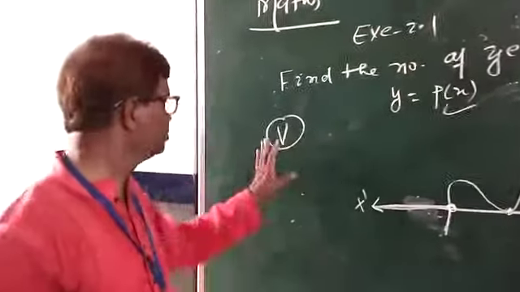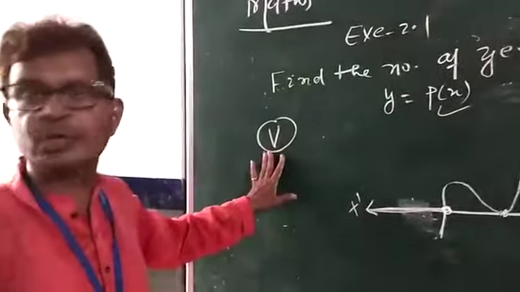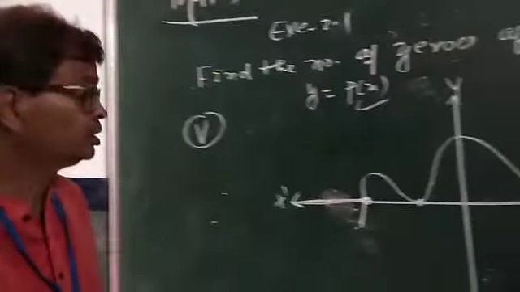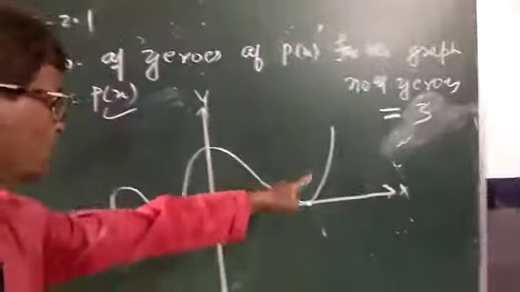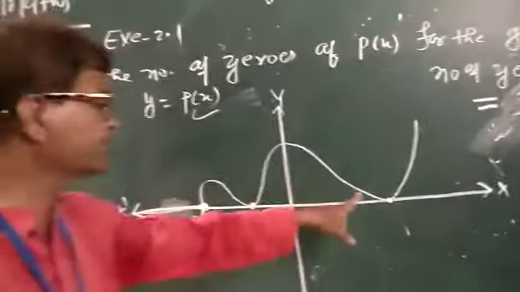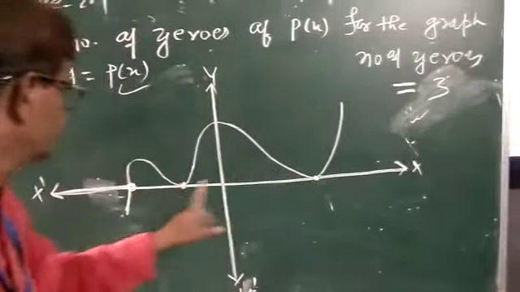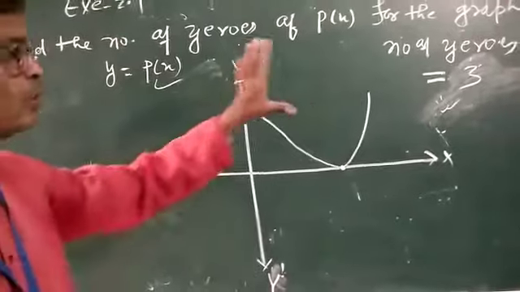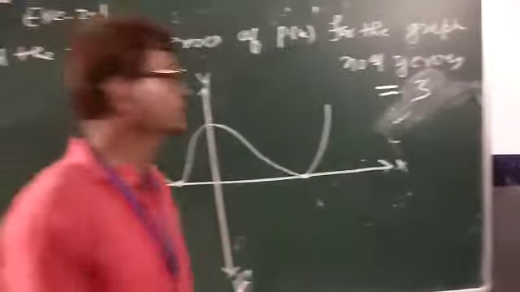Students, now come to the sixth and last sum of this exercise 2.1. In this graph, the graph intersects the x-axis at 3 points. See, first, second and third. So the number of zeros of p(x) is 3 here.